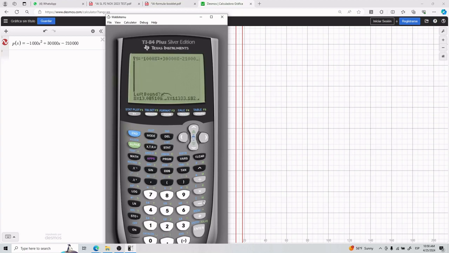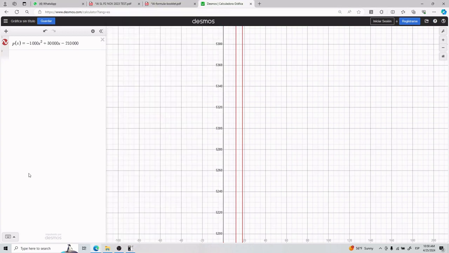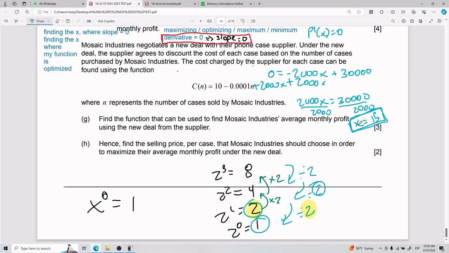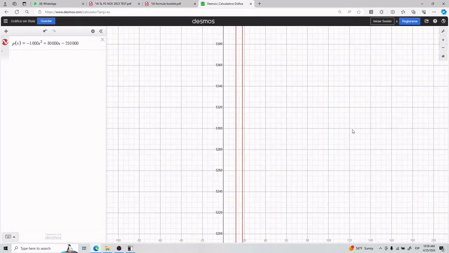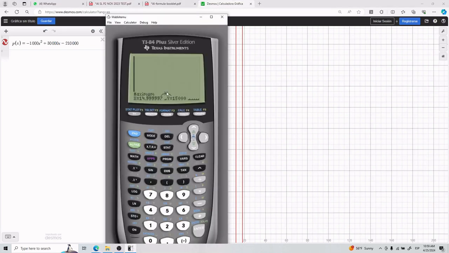This is not part of the exercise. So you do left bound here, right bound here to find your maximum. Your maximum is right at 15. I mean 14.999, whatever. You take that as 15. So right at x equals 15, you have your maximum. And how did you figure out that that value was your maximum? Because we did derivative equals 0. We found that x equals 15. And so at x equals 15, you have your maximum.